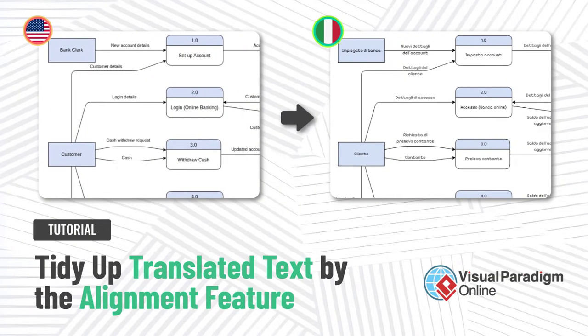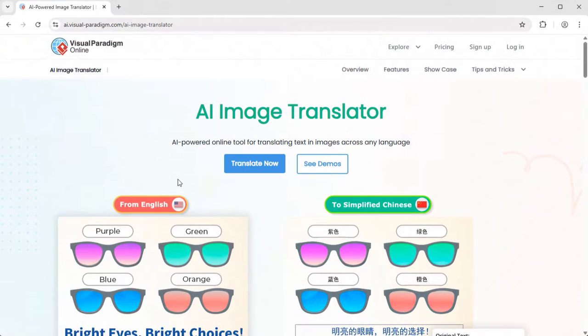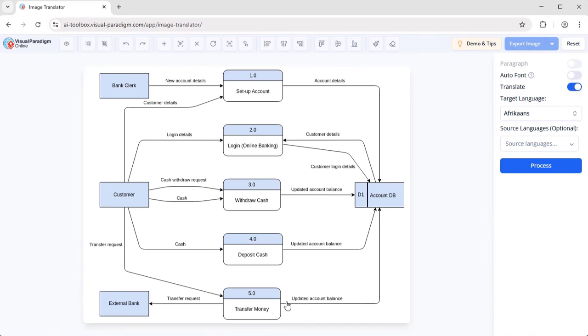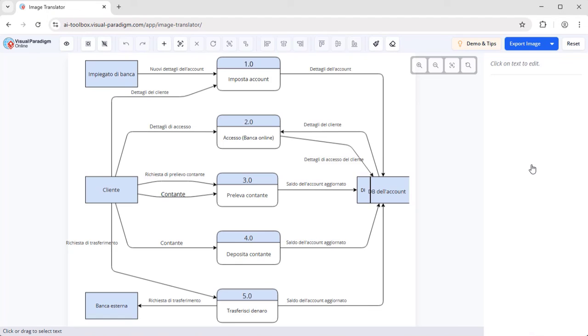The editable translated text by VP Online AI Image Translator allows us to tidy up easily using the alignment feature. Press Translate now to open the image translator. Here, we will take a diagram as an example. Select the target language, then press Process to start the translation.